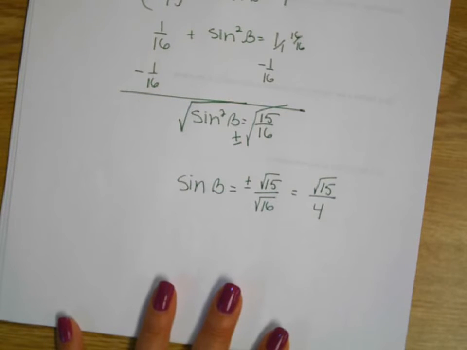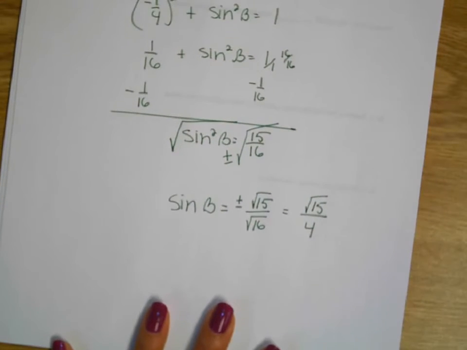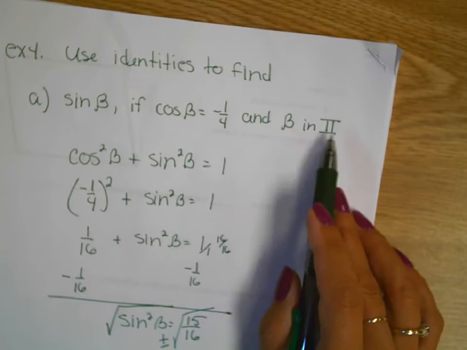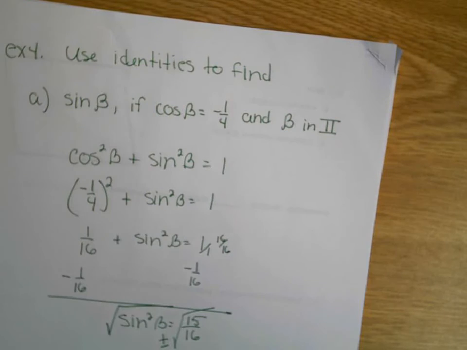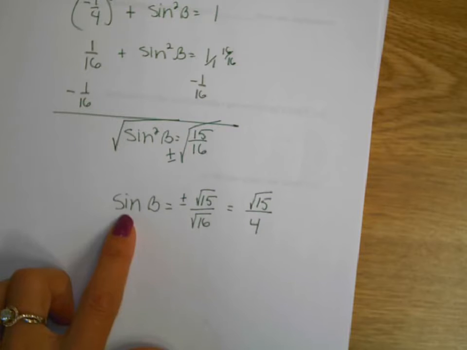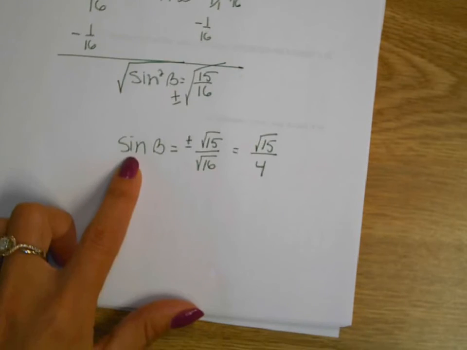Go back to the original information. What piece of information up there did I give you that's going to help us decide whether we should be positive or negative? Lexi? Quadrant 2. Yeah. So the quadrant anyway. If the angle's in quadrant 2, we're trying to find sine. Sine is attached to what part of the ordered pair? The y. The y in quadrant 2 is? Positive. So we're going to keep positive.